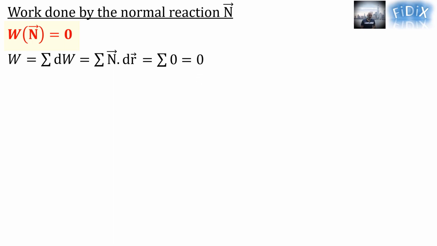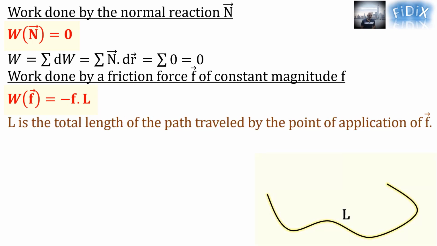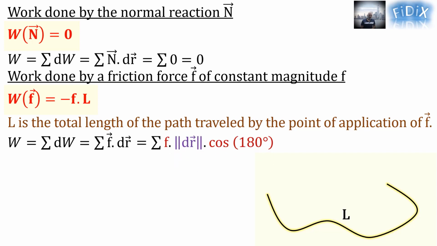The result is 0. Work done by a friction force of constant magnitude F is equal to minus F multiplied by the total length L of the path traveled by the point of application of the force, since the total work W equals the sum of the infinitesimal works equals the sum of the dot products of vector F and dr at any instant, equals the sum of F multiplied by the magnitude of dr multiplied by cosine 180 degrees, since the direction of F is opposite to that of dr.